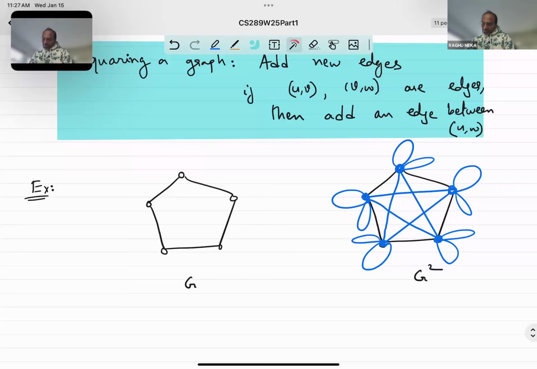Okay, meaning I go like this and then come back. So that gives me one loop. I go like this and then come back. That gives me the second loop. Okay, go like this, come back, second loop, and so on. So take 2 hops, and wherever you land, now add a new single hop edge.